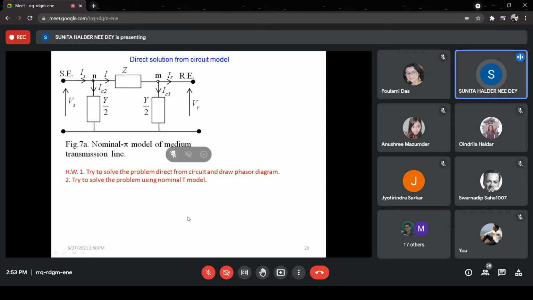You calculate it using the direct circuit and draw the phasor diagram. Try to solve the problem using the nominal T model also. For the nominal T model, only the ABCD parameters will change. Otherwise, the calculation procedure will be the same.